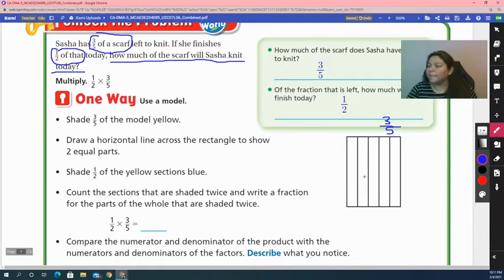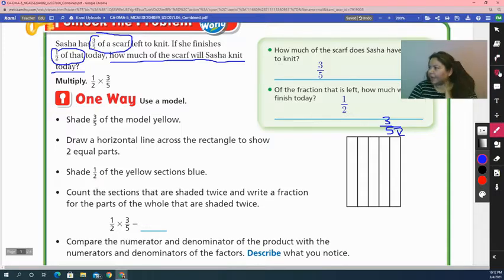In this case, in the model that they already created for us, we have 1, 2, 3, 4, 5 columns. That tells me why I'm representing 3/5 here, because our model has been sectioned into 5 pieces, and that is what represents our denominator. So we have 5 sections because we have a 5 in our denominator. Now we're going to shade 3 out of those 5 pieces. Our numerator tells us how many we're going to shade.